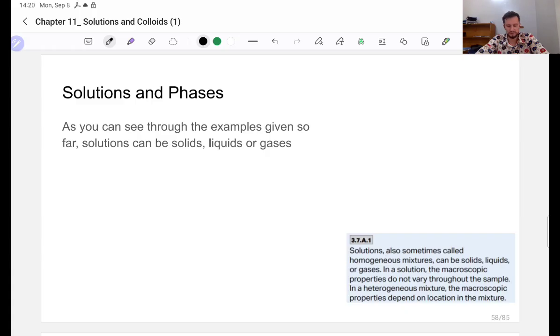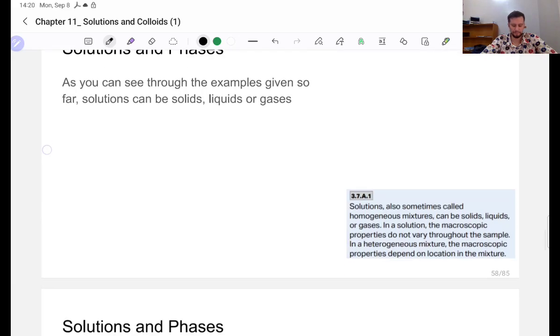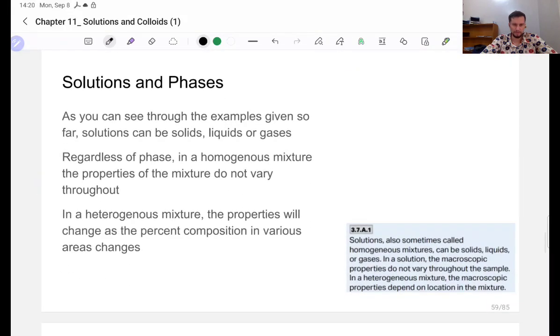Solutions and phases. As you can see through the examples given so far, solutions can be solids, liquids, or gases. Regardless of phase, in a homogeneous mixture, the properties of the mixture do not vary throughout. So if it's homogeneous, it doesn't matter what type of phases are in it, they don't vary. In a heterogeneous mixture, the properties will change as the percent composition in various areas changes.